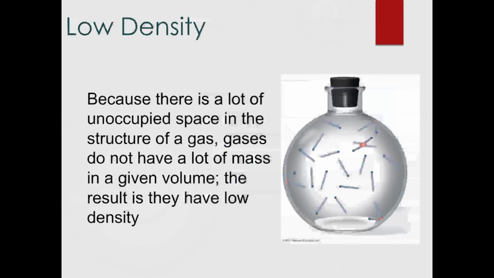Okay, because there's a lot of unoccupied space in the structure of a gas, and the gas particles themselves don't have a lot of mass, we have a really low density. So if we think about density, grams per liter, the gas particles themselves are going to be really, really light, and they are spread out a lot. So our grams is going to be a very small number, our liters is going to be a very large number, and so we're going to end up with a fairly low density. Those particles are very far apart in a given volume.